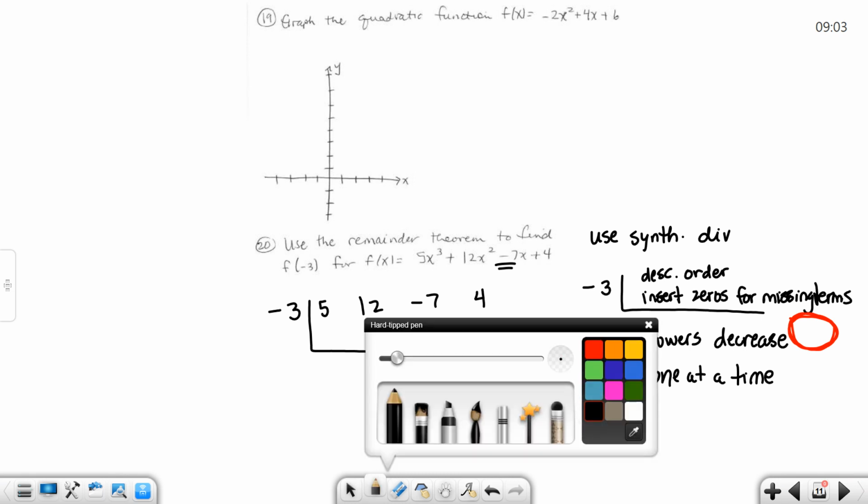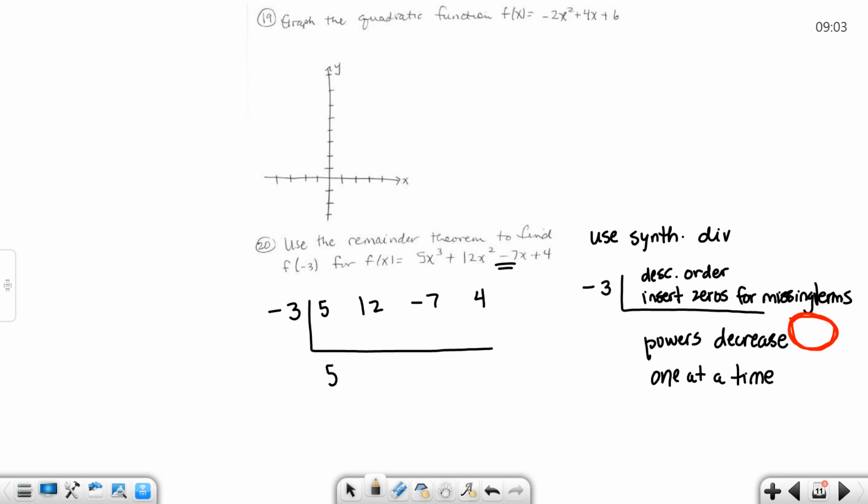So, on this problem, using synthetic division, we just bring down the 5. Now multiply negative 3 times 5, and we get negative 15. Add that column, 12 plus negative 15 gives us negative 3. Multiply on the outside, so negative 3 times negative 3 gives us 9. Add the column, negative 7 plus 9 gives us 2. Multiply on the outside, negative 3 times 2 is negative 6. Add the column, 4 plus negative 6 is negative 2.